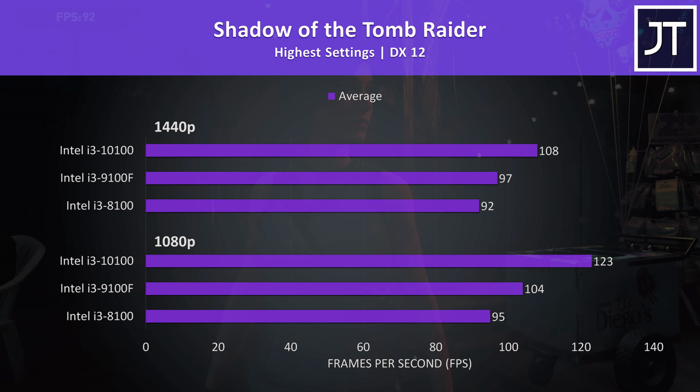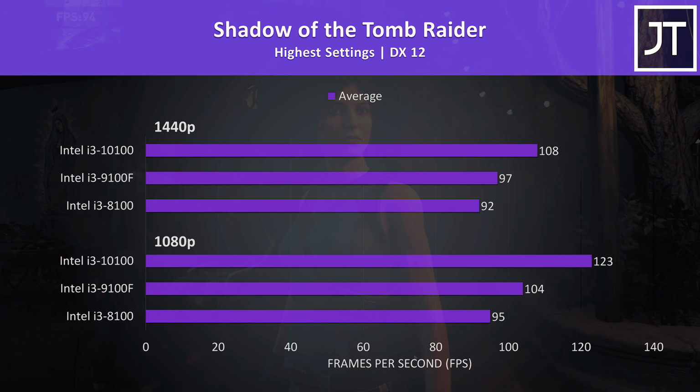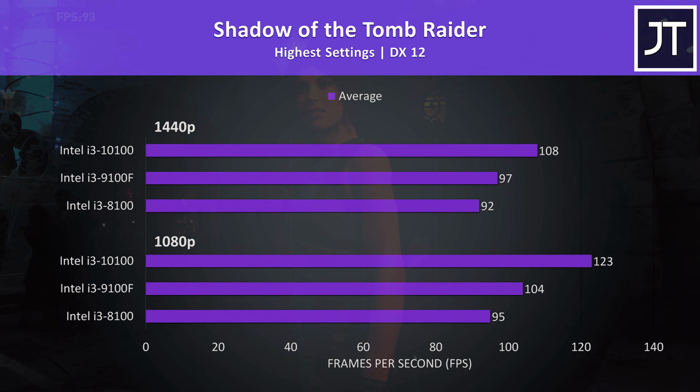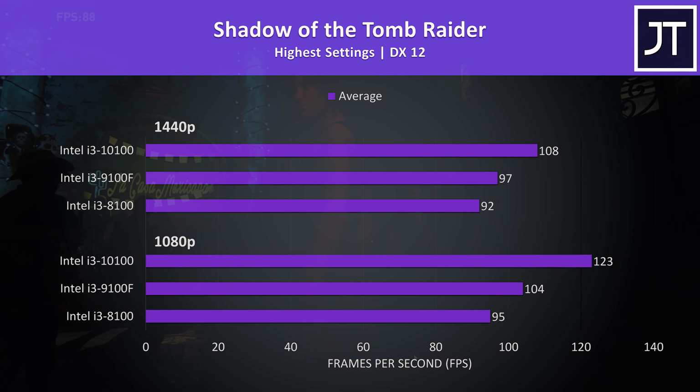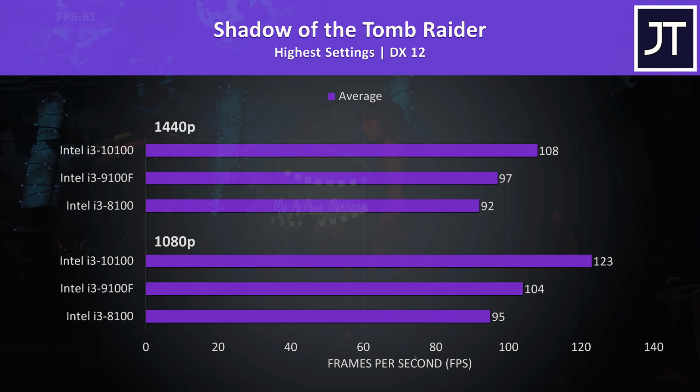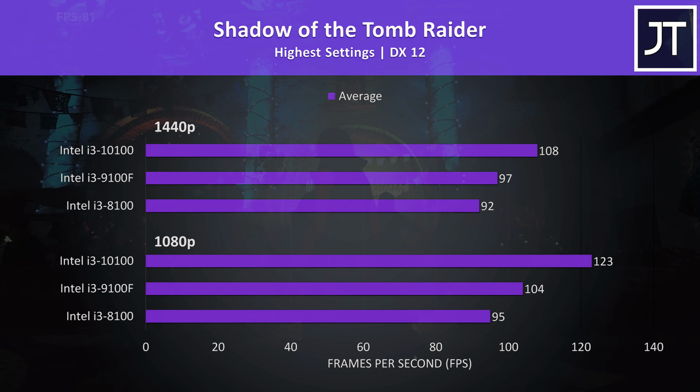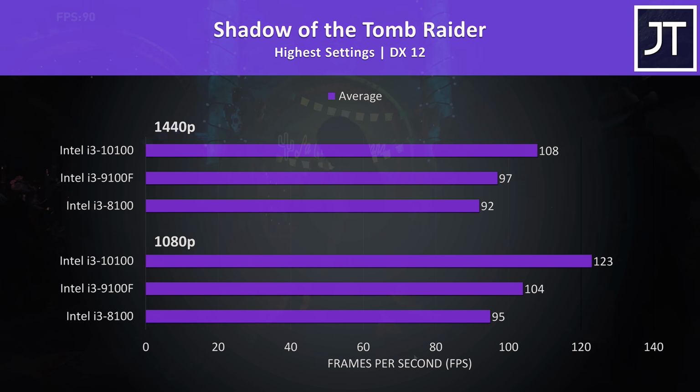Shadow of the Tomb Raider was tested with the game's benchmark tool, and there were also some fair improvements seen with the newer processors. At 1080p, the 10100 was 18% faster than the 9100F just below it, but 29.5% faster when compared to the oldest 8100.